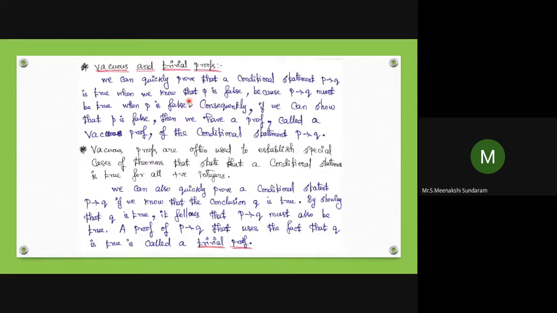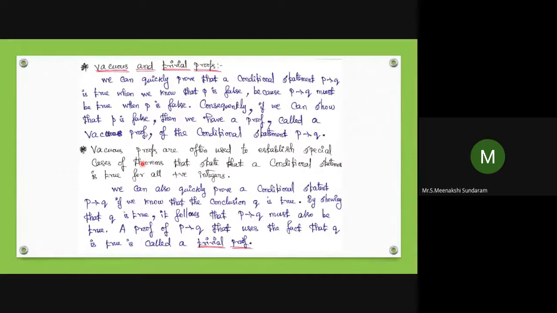In the event we know that P is false, an input of false, we can go for a vacuous proof. So when P is false, the statement must be true. Consequently, if we can show that P is false, then we have a proof, called a vacuous proof, of the conditional statement P implies Q. Vacuous proofs are often used to establish special cases of theorems that state a conditional statement is true for all positive integers. After the complete proof, I will go for the example.